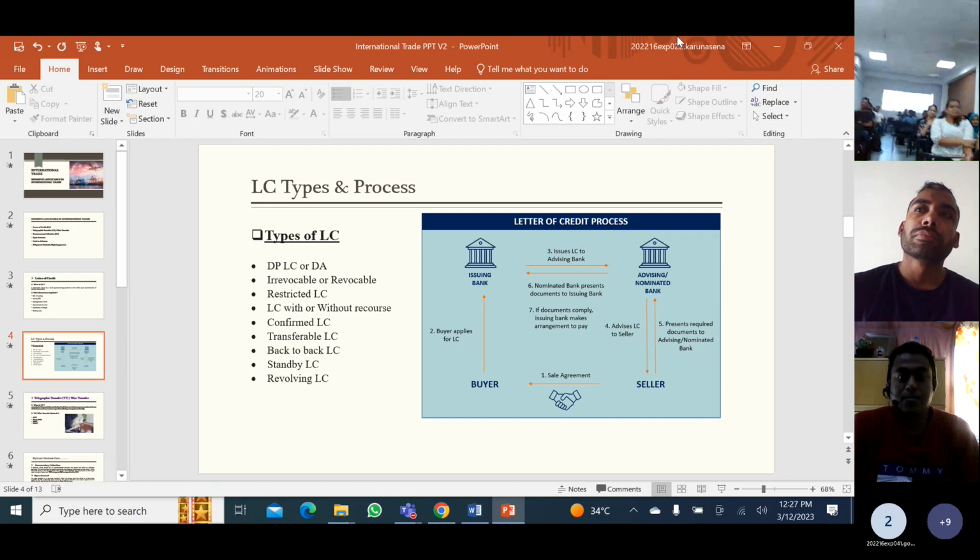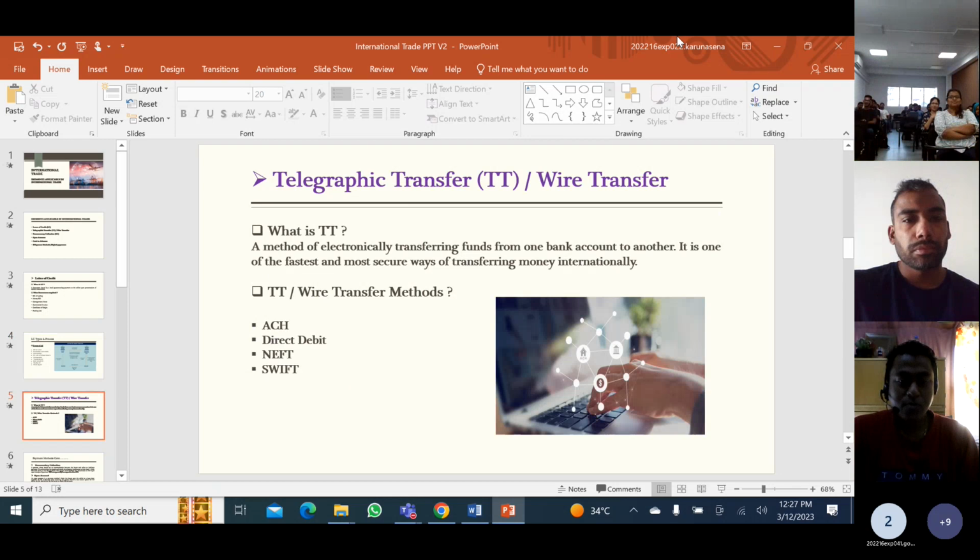Okay, then I'm going to move to the second payment method. That is telegraphic transfer. Telegraphic transfer means a method of electronically transferring from one account to another account. Under this TT, there are a few methods we can explain. First one is ACH. This method is mainly used in USA. The other one is direct debit. The next one is NEFT. NEFT is mainly used in India. The other one is SWIFT, which we can commonly use.